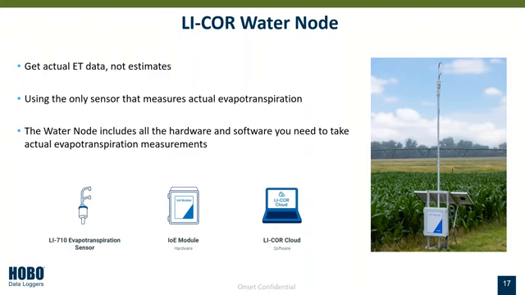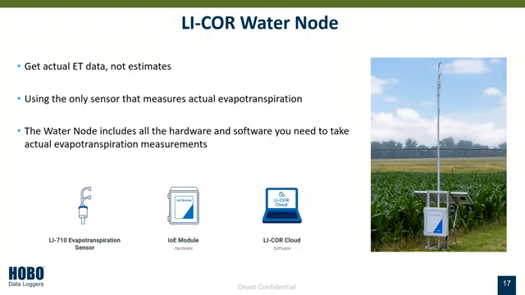It's called the LI-710, and it's also called the Lycor water node. So what this does is it gets you actual ET. It's not an estimate, right? If you install a weather station, you can calculate and get ET, but it is still an estimate and a calculation. This is the only sensor that actually measures evapotranspiration. It uses the eddy covariance method. Just in a nutshell, we can get into this, and the Lycor folks can jump in later, or you can talk with them about this. But what it does is it measures the vertical wind, so it measures wind and air movement in that space.